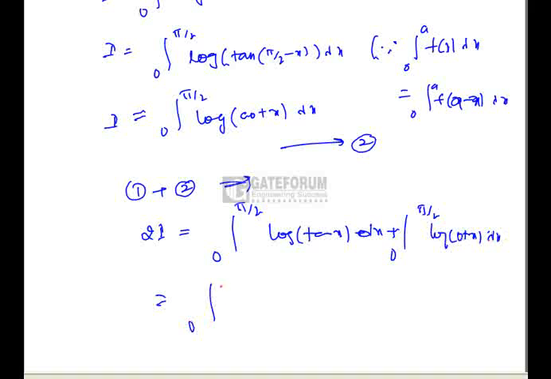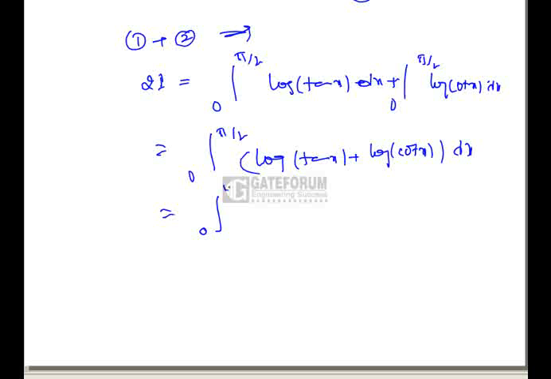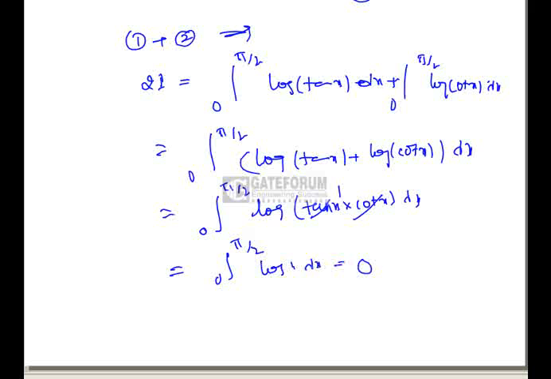This can be written as integral 0 to pi by 2, as it is common, logarithm of tan x plus logarithm of cot x dx. We know that log a plus log b is nothing but log of ab. So this will be logarithm of tan x into cot x dx. Tan and cot are reciprocal, so the value will be 1. So integral 0 to pi by 2 log 1 dx. Log 1 is 0, so the entire integral will become 0. Hence the answer is A.